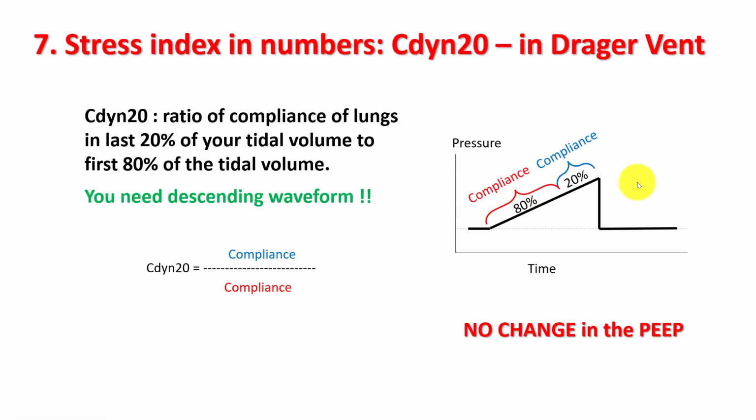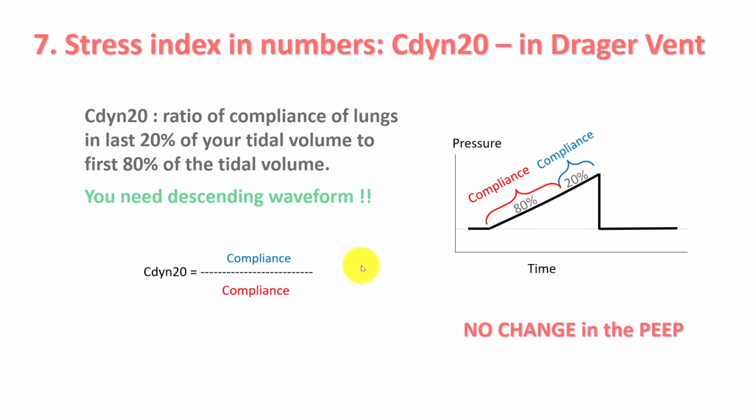In the Draeger vents, they have used the similar concept to come up with a number called C-20, which instead of stress, they look at the ratio of the compliance at the end 20% of your volume versus 80% of the volume. And if the compliance is the same, it will be a straight line, just like the previous one we talked about, and your C-20 is going to be 1.